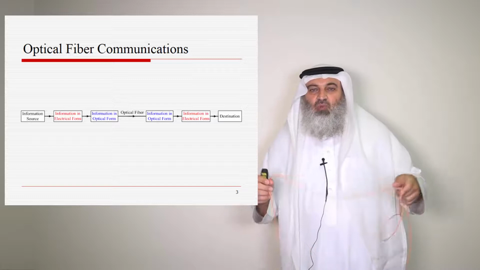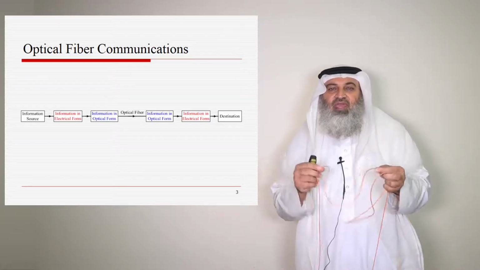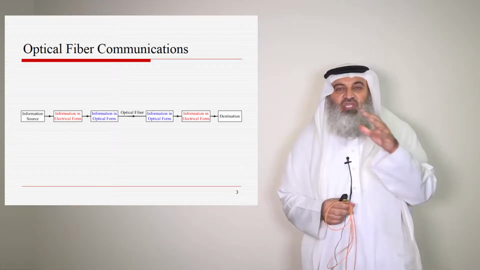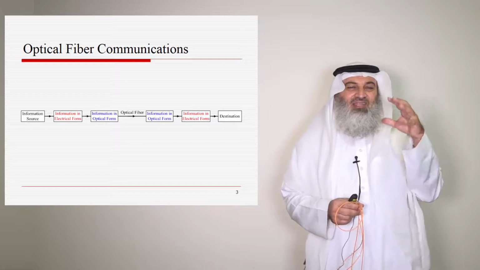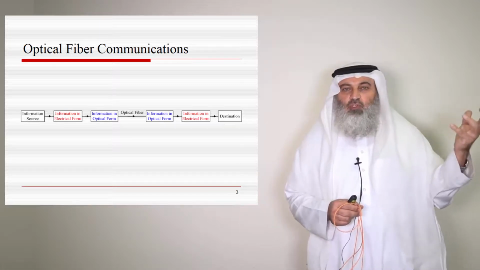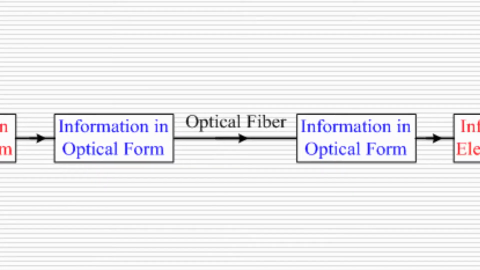So what are those devices? What are devices that will convert to light and back from light? Basically, unfortunately, we don't have a device that directly takes the message from its original format, speech or video or so, directly into light. We go through electricity also. So we convert the signal from original format into current, and then from current into light. We let the light travel through the fiber.